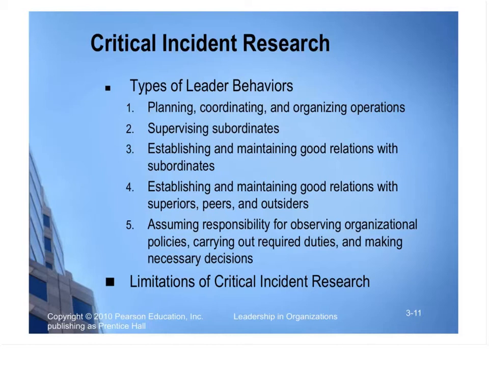Okay, let's get back to our topic. So we have different types of leader behavior. We have planning, coordinating, and organizing operations. Absolutely. So the leader does a lot of planning. He or she is planning ahead for what's coming next and how to behave and respond to different incidents as they occur.